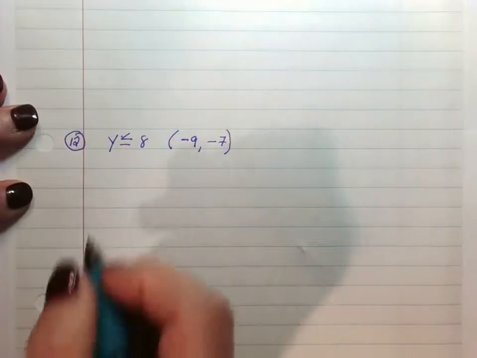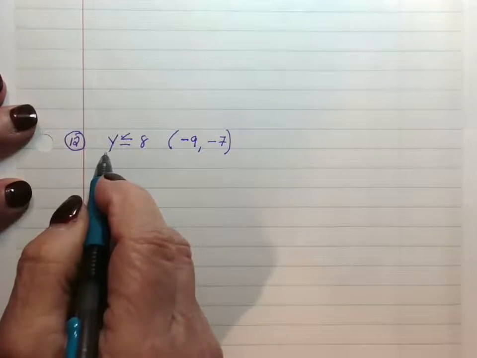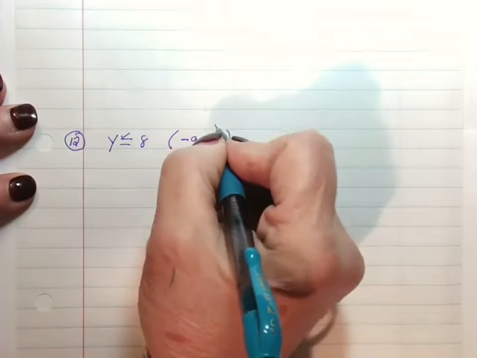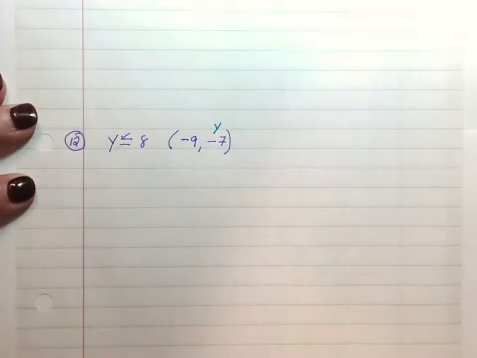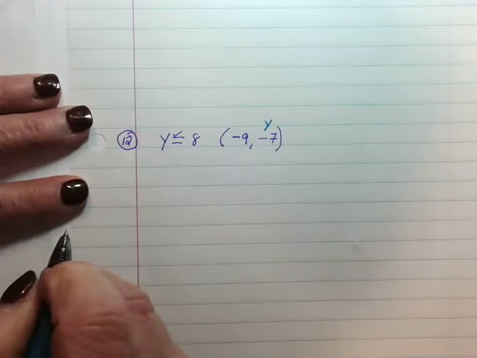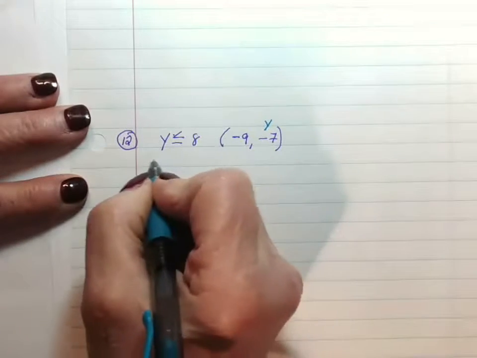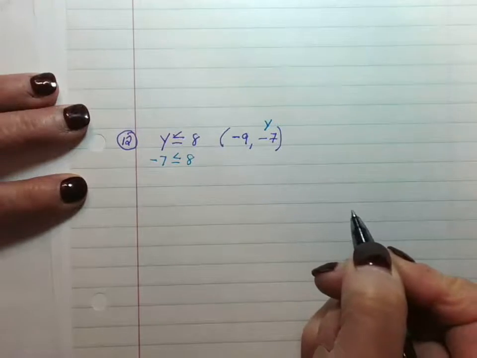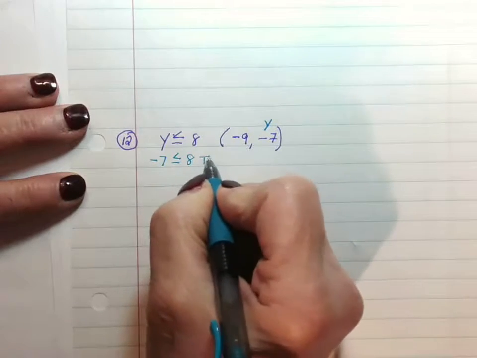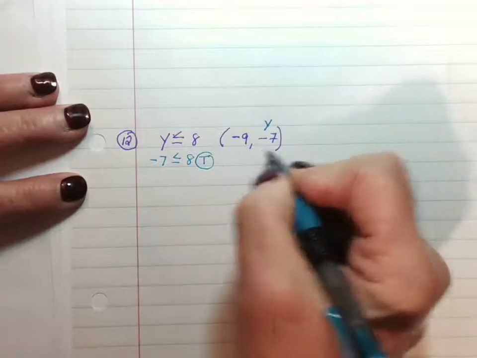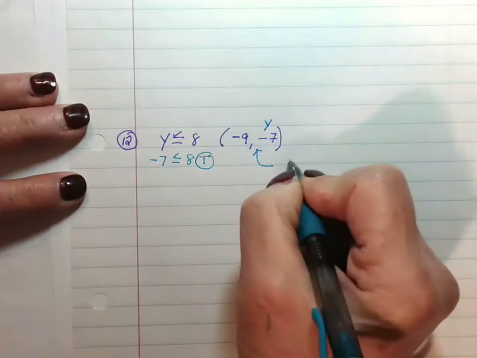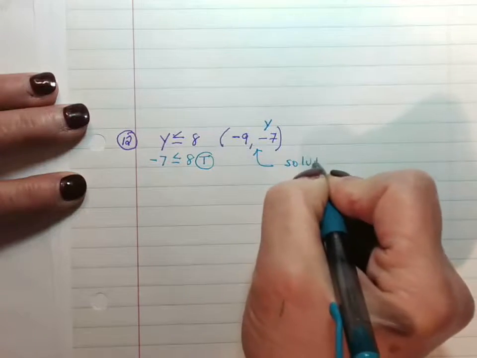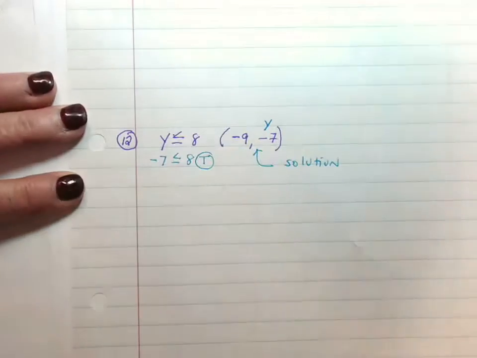Okay. Here we only have one variable. We only have the y coordinate. So we're simply going to check -7 less than or equal to 8. That is true. So again, that is a solution to this inequality.